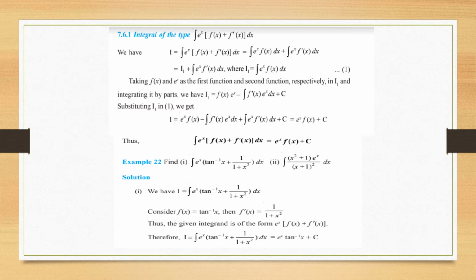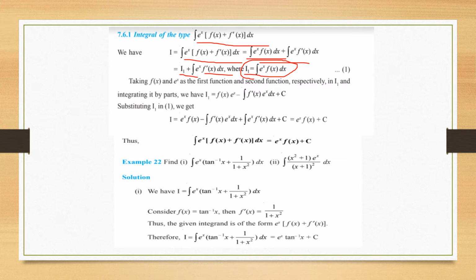Integrals of the type e raised to power x [f(x) plus f dash x]. Here we need to break this integral as integral of e raised to power x f(x) dx plus integral of e raised to power x f dash x dx, right? Now the first one is taken as integral I1 and the second one is taken as it is. Okay, we will apply integration by parts to this first one I1 and the second one will be taken as it is. So let us apply integration by parts to it.